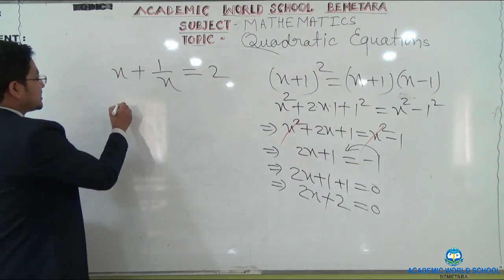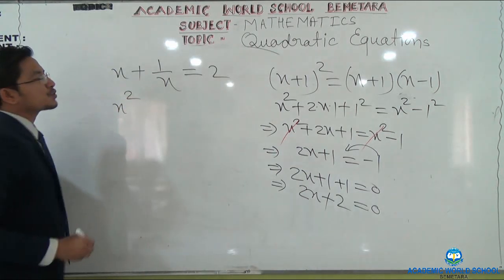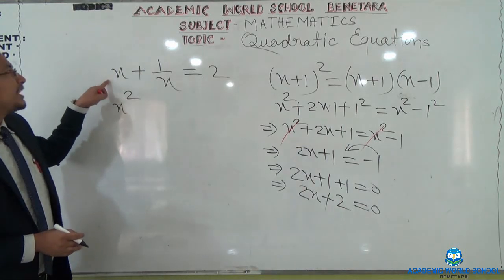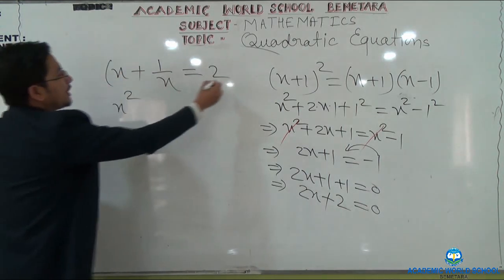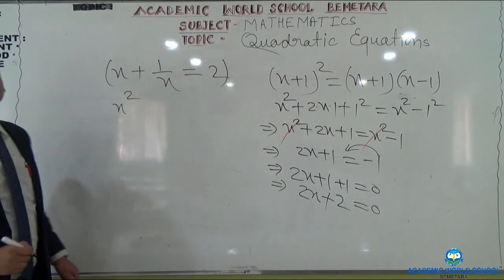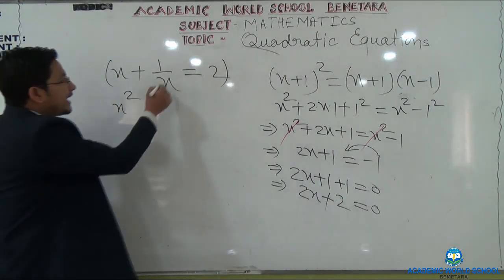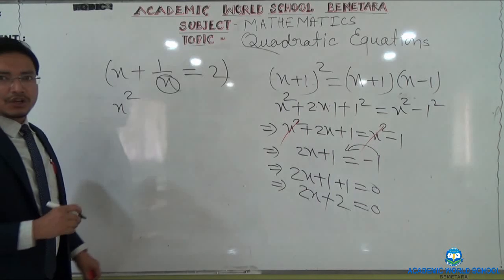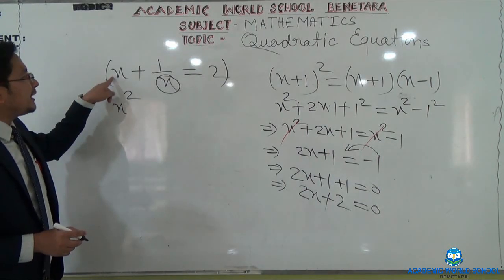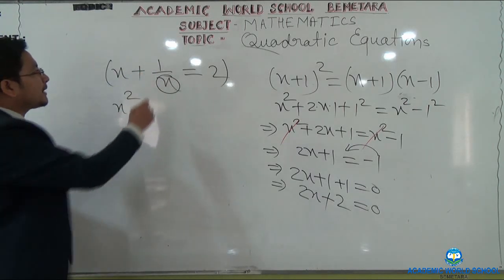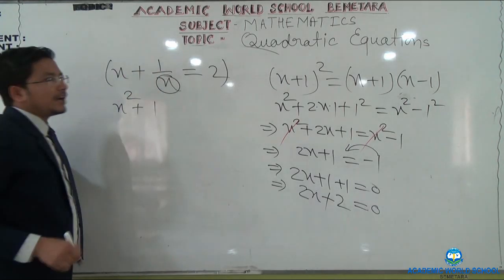So this is x square. What we have to do is multiply the equation on both sides by x, because I don't need the variable in the denominator. So I am going to multiply by x. It will be x square, and if I multiply this by x, it will become 1.